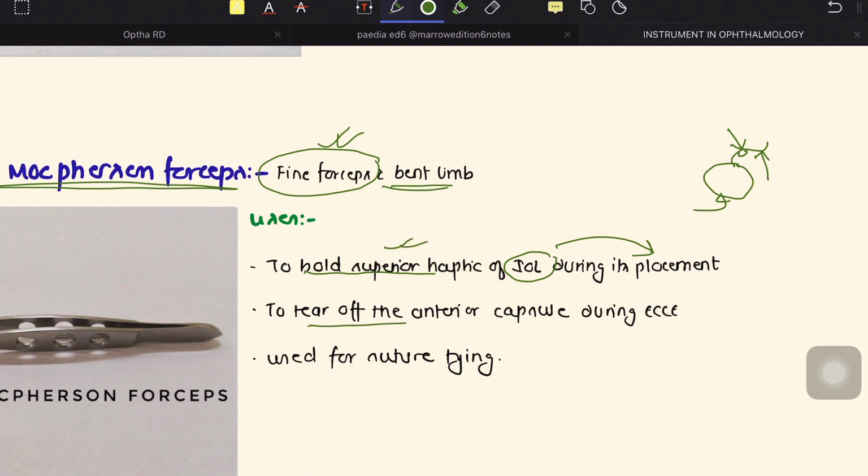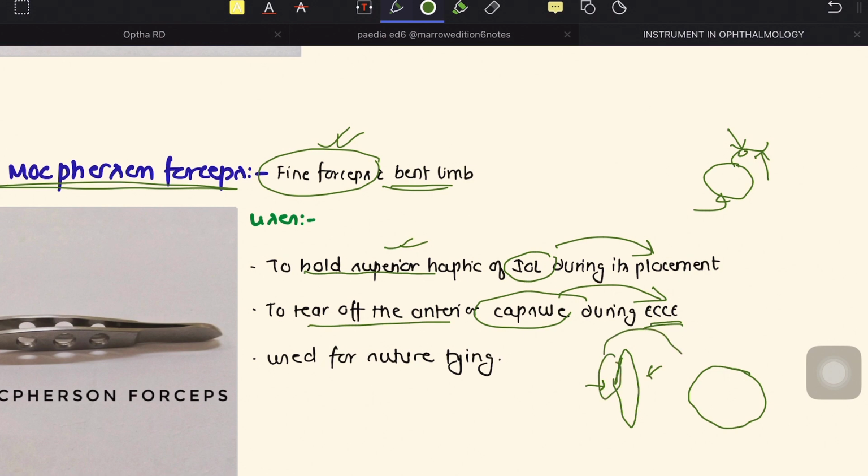It is also used to tear off the anterior capsule of the lens during extracapsular cataract extraction. So during cataract surgery, we usually perform extracapsular cataract extraction surgery, and in this surgery there is a lens, and as we can see from this diagram, there is an anterior capsule of the lens as well as the posterior capsule of the lens. We usually tear off the anterior capsule so that we can extract the content of the lens, and we can keep the capsular bag in situ inside the lens. So the cutting of the capsule of the lens is done by Kelman-McPherson forceps.